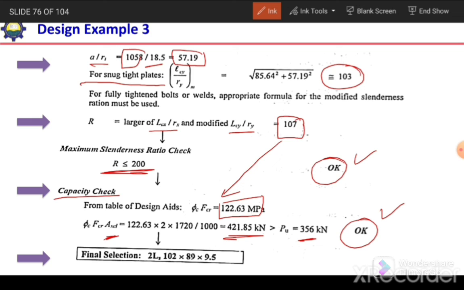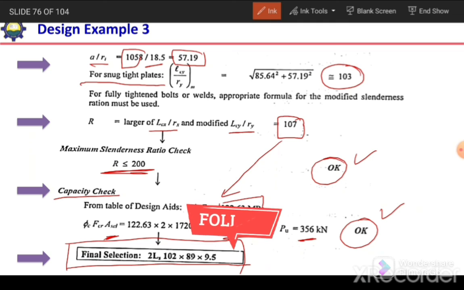So it is okay. So now all the three checks, that is local instability, global instability, as well as the strength or capacity of the member, are satisfied. So we can select this section as the final section because it fulfills all the three criteria for a compression member.